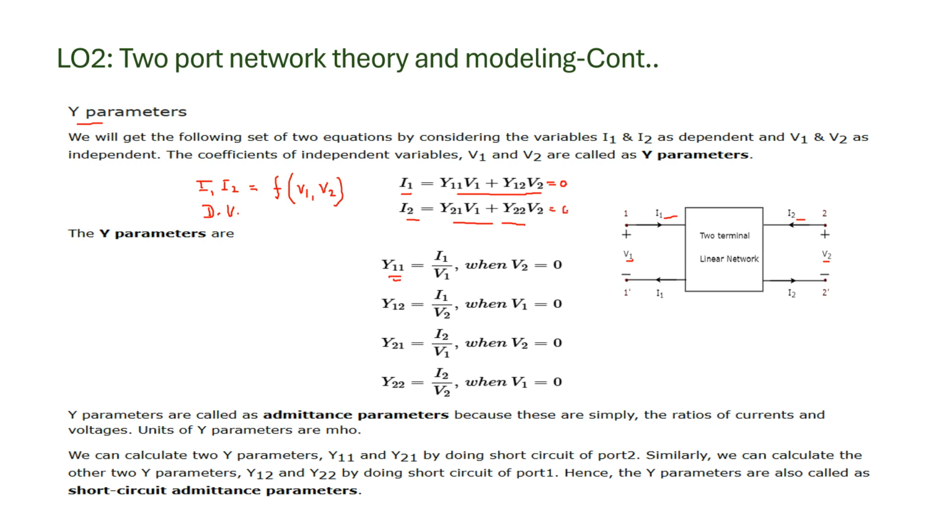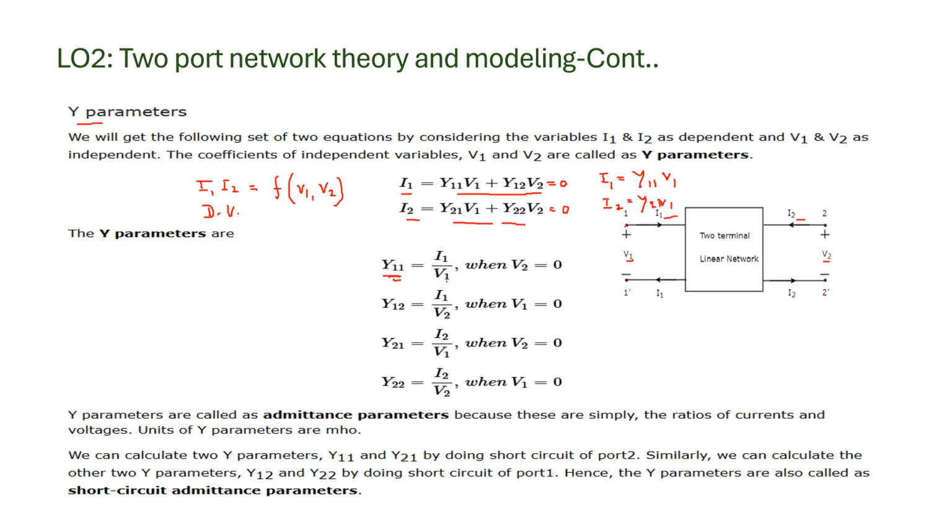If you set V2 to 0, then our equations get modified to this form: I1 equals Y11 V1, and another equation is I2 equals Y21 V1. Then we can get from this equation Y11 is equal to I1 by V1. So how to find this Y11 parameter practically?